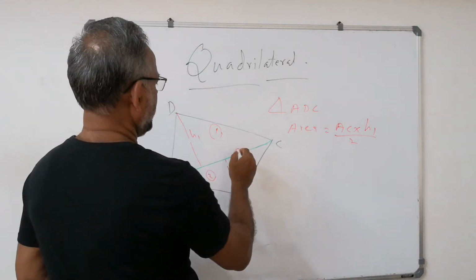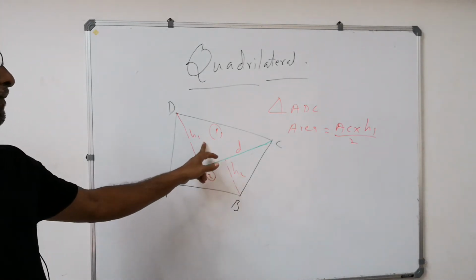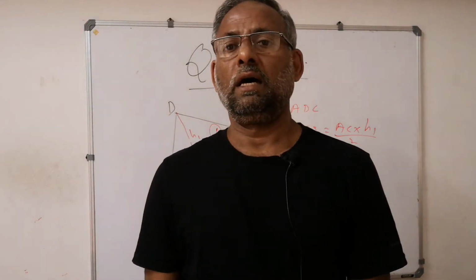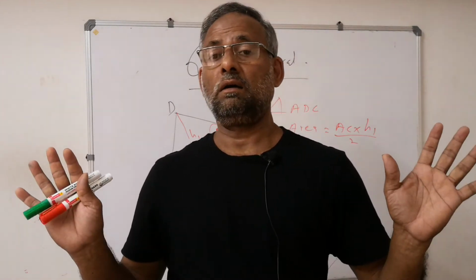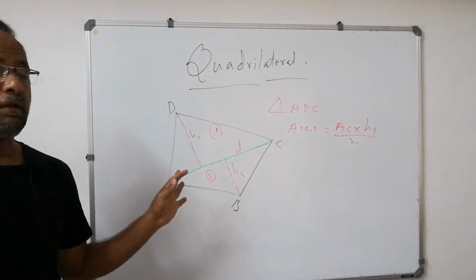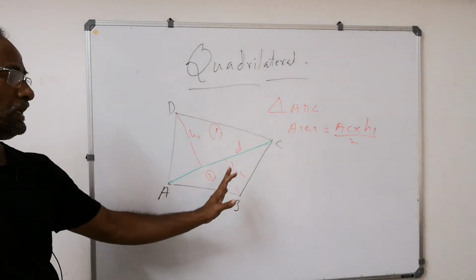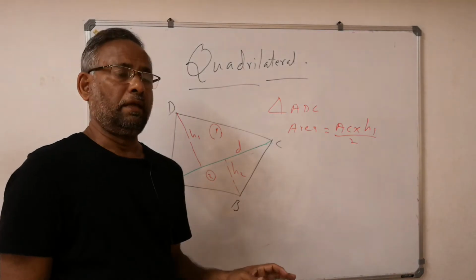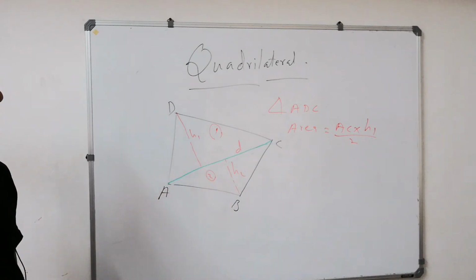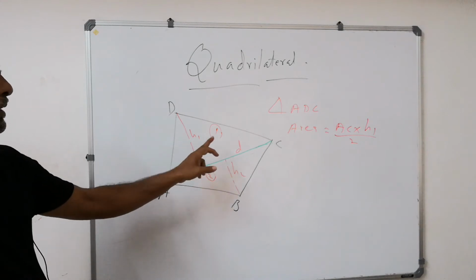AC, I can say, is a diagonal. Two diagonals are there, and we are taking one diagonal. Here, the area of the first triangle, because I divided the quadrilateral into two triangles. They are not equal. If it is a parallelogram, the triangles are equal. But it is not a parallelogram, it is a quadrilateral. That is why it is not equal. By looking also, it is not equal, because they are different. Anyway, the area of a triangle is equal to base into height into half.